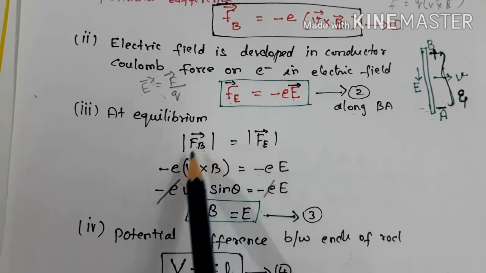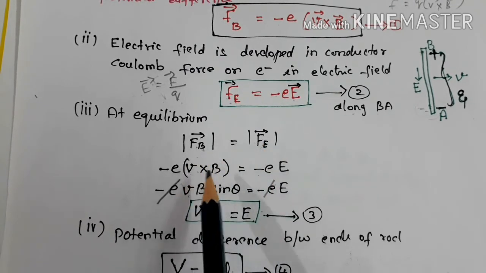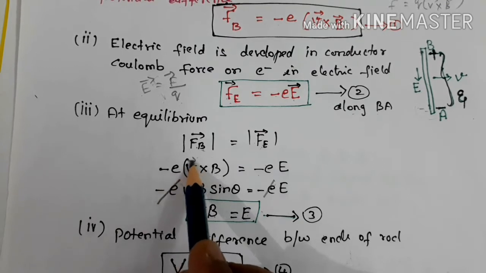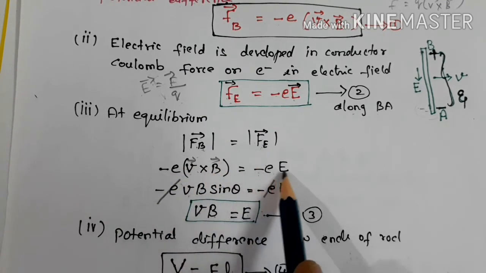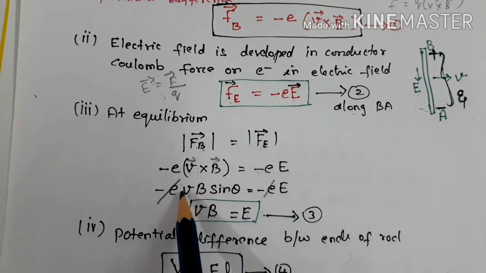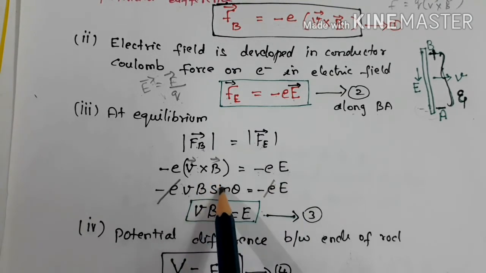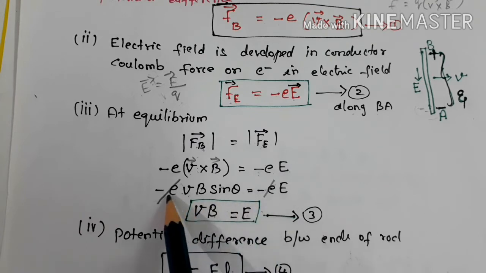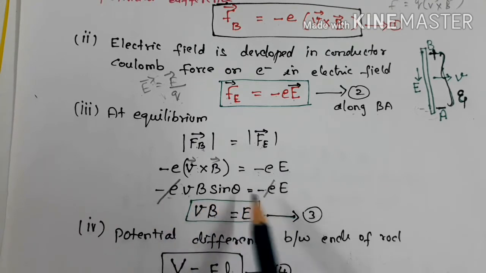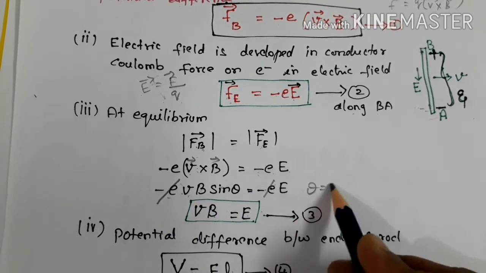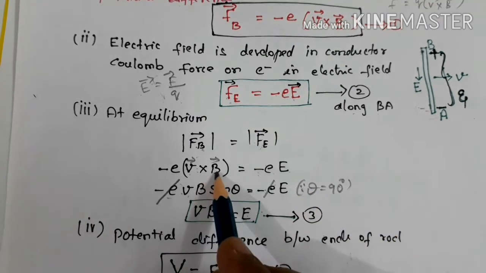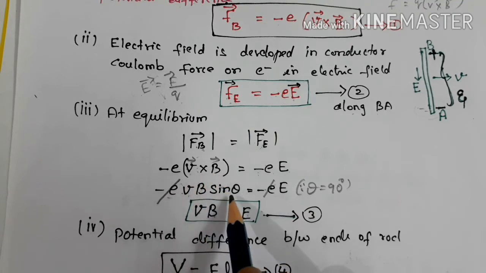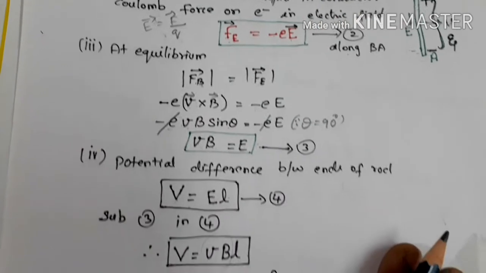Substitute these values. From equation 1 you can write minus e into v cross B vector. The value of the Coulomb force is minus e into E. A cross B is AB sin theta, so vB sin theta. You can cancel these minus e and minus e. So theta is how much, children? 90 degrees. Theta is 90 degrees, that is the angle between the v vector and the B vector. Both are perpendicular, so sin 90 is 1. So you will get vB is equal to E. Let it be the third equation.